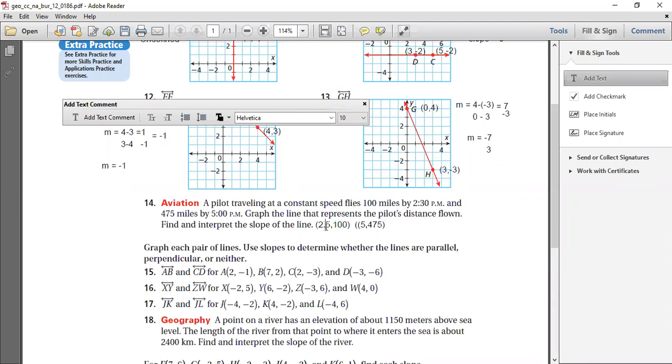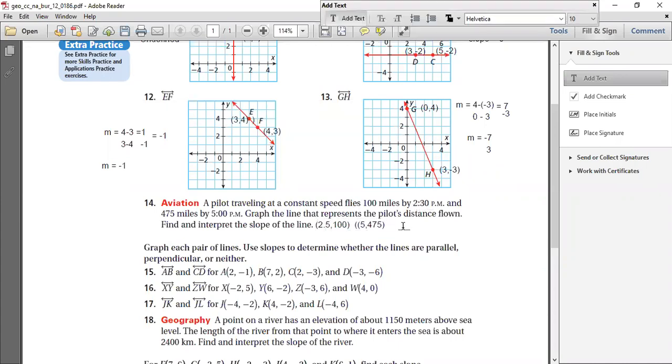So let me take this as x1, y1, and this as x2, y2. Now you might ask me why you didn't change this, teacher. It's 5 p.m., which means it's 5 hours, right? So we don't need to change that. Only 2:30 has to be changed, because 2:30 means it's 2.5 hours. So m is going to be equal to the slope. We're going to find the slope. So that's going to be 475 minus 100 divided by 5 minus 2.5.